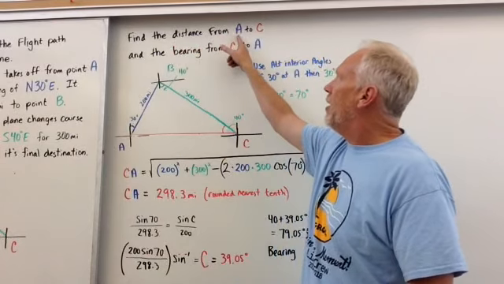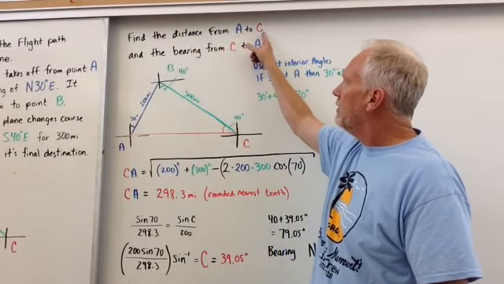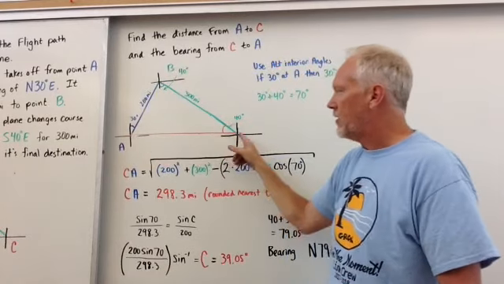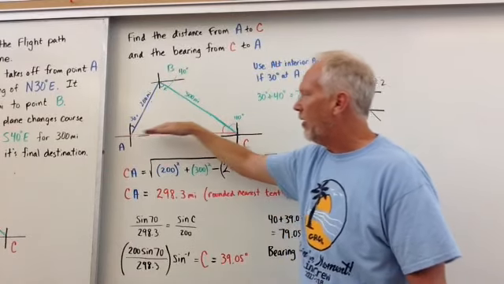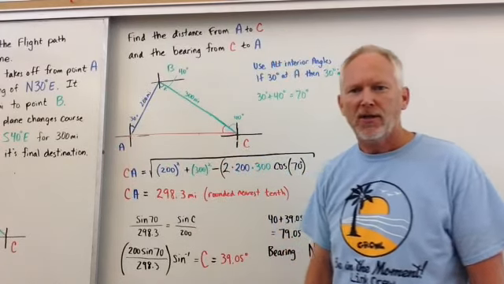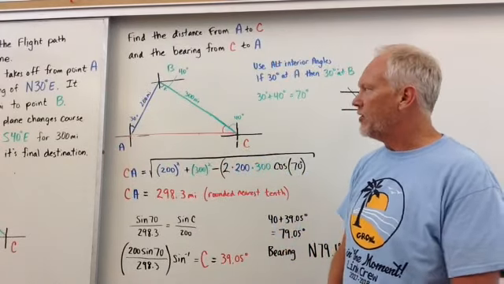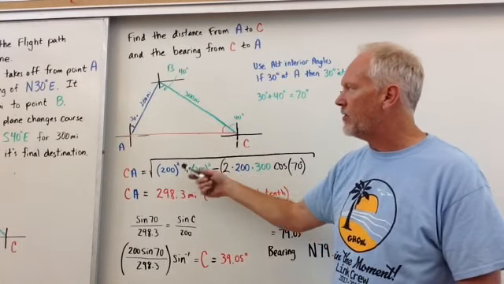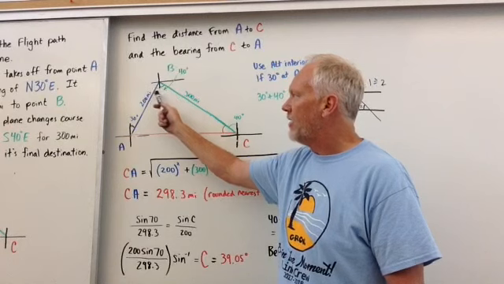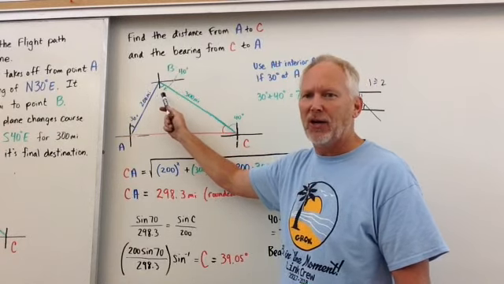Find the distance from A to C and the bearing from C to A. So A to C, the distance here, and then the bearing if I'm taking off from C and I've got to go back home to A. Well, as you can see, this is a law of cosines. We have two adjacent sides and the inscribed angle.